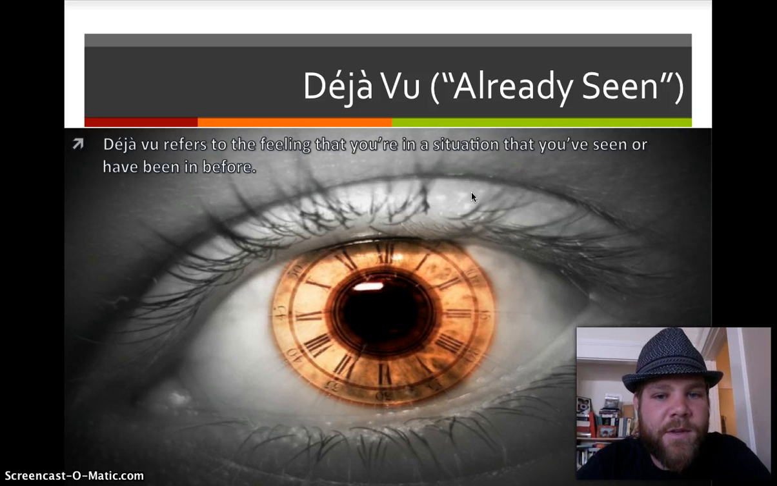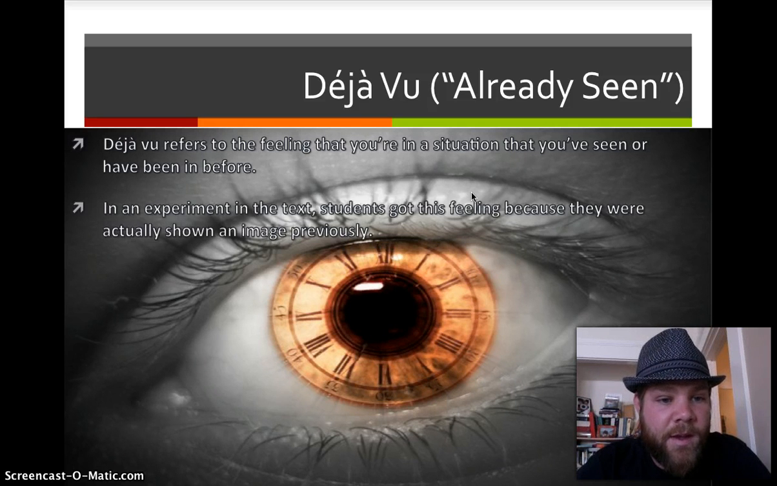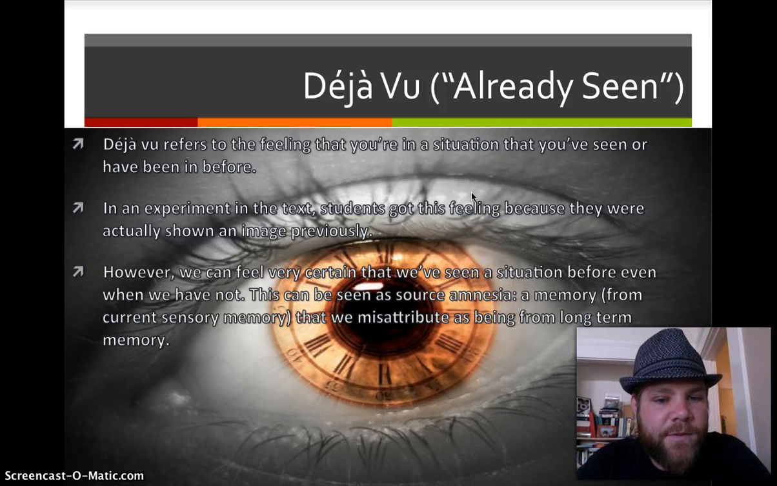So this refers to the feeling that you're in a situation that you've seen or have been in before. If we look in the text, there's an experiment that's talked about where students got this feeling because they were actually shown an image previously. When we do things over and over every day, you may experience deja vu. I do on my car ride home a lot of the time. However, we can feel very certain that we've been in a situation before, even when we have not.